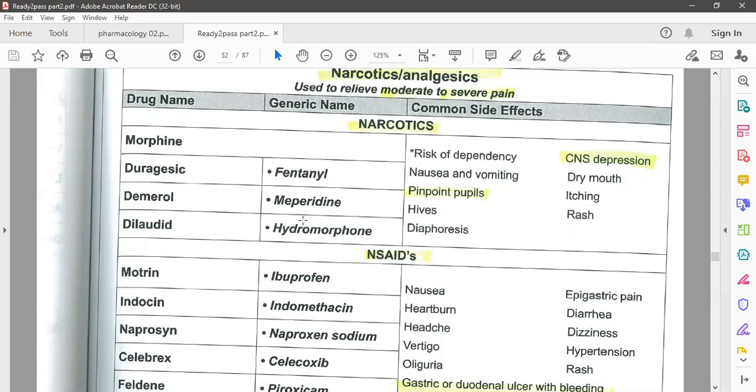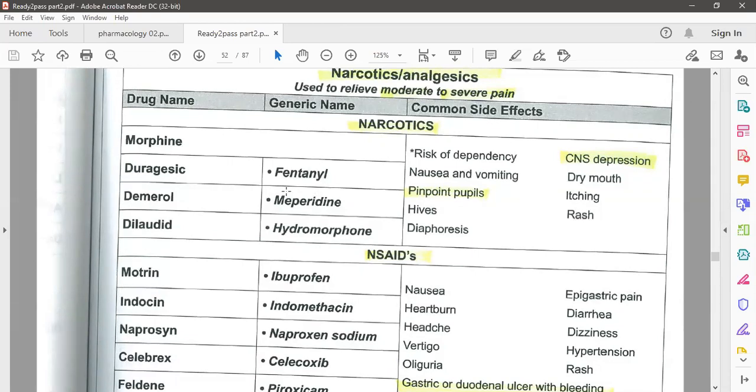In case of respiratory depression, we give the antidote naloxone, right? So naloxone is the antidote for morphine. It is the antidote for meperidine.